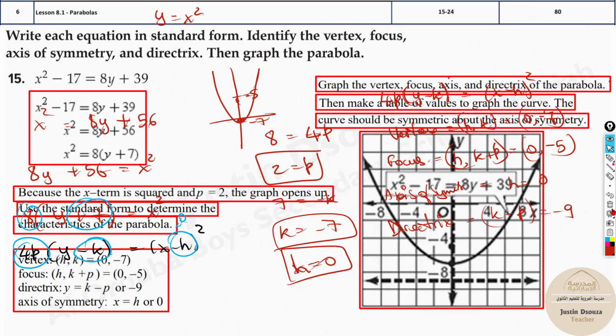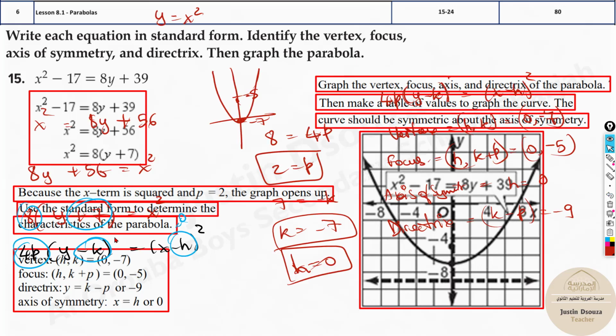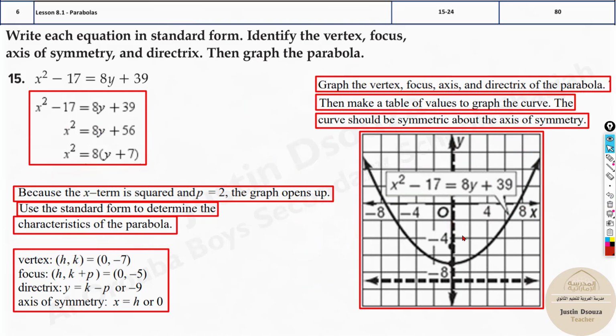You can do this graphing as well, or what you can do is just graph it with the table method. See, once you get the standard form, where is the standard form? Over here, right? This is going to be a little confusing, but the better way to graph it, I'll show you. You know the vertex, right? What is vertex? 0 and minus 7. Now this is in the MCQ part.